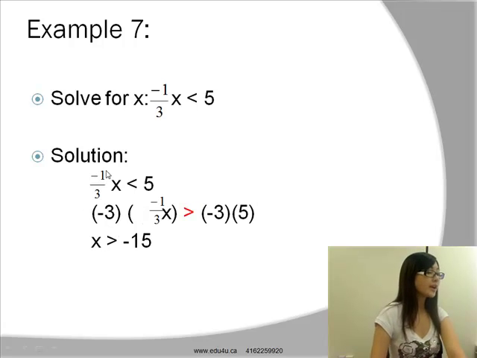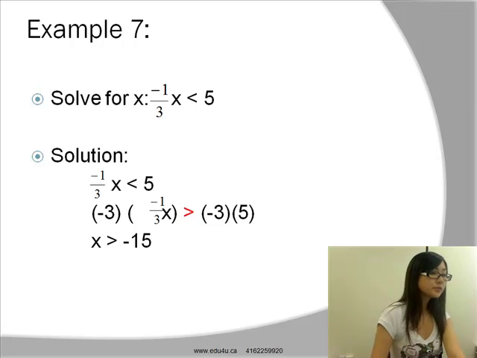Once again, we start out by writing our original inequality of negative 1 over 3 x less than 5. Then we multiply by negative 3 on both sides of the inequality. But when we multiply by a negative number, the less than sign reverses its direction and becomes a bigger than sign.